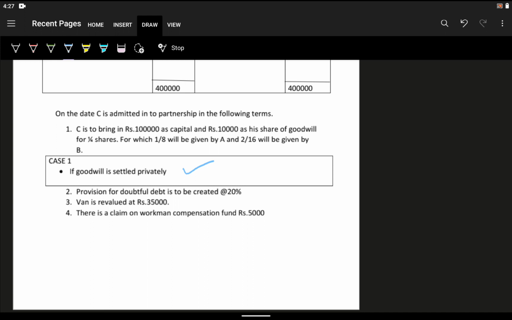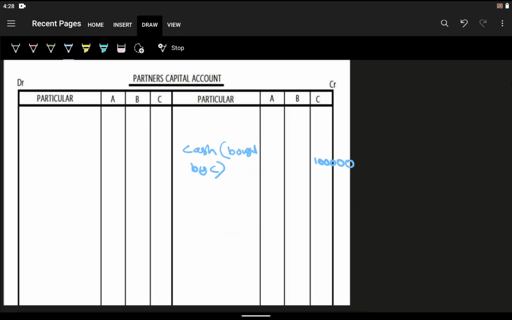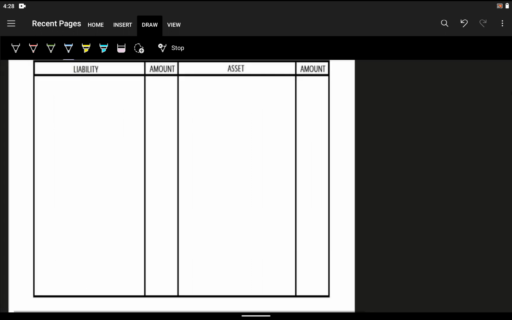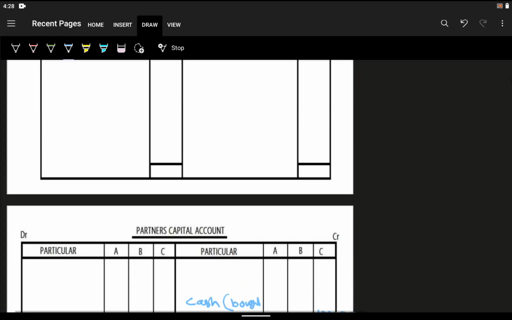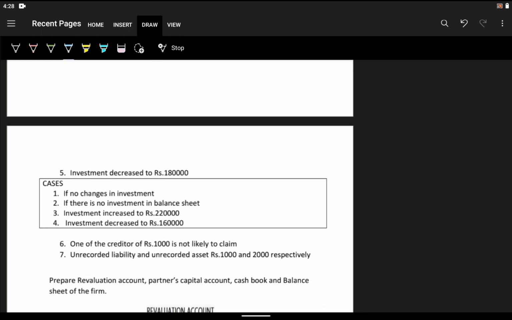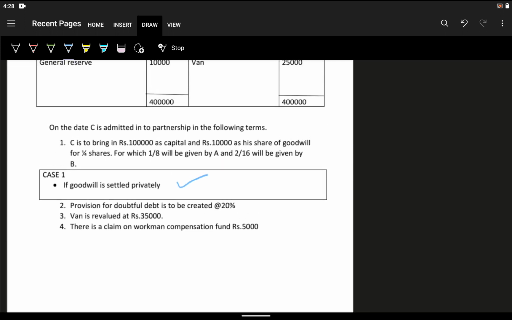Another thing is, whenever you are starting this question, you want to draw all the ledgers. See here, I have already drawn the revaluation account, partners' capital account, cash book, and balance sheet. Read the question and check what ledgers you need. If it is just a capital account and revaluation account, you just draw these two accounts. So you can save your time easily.